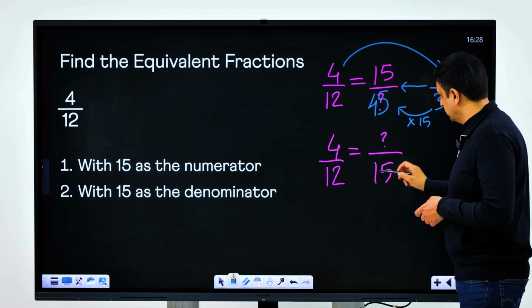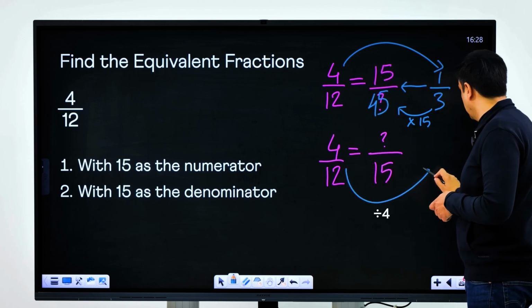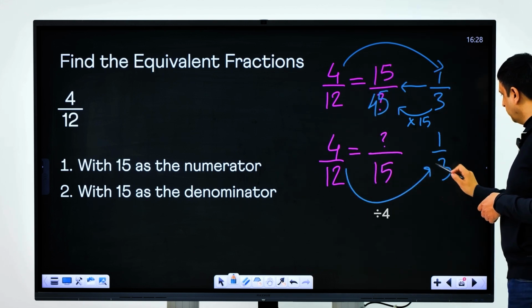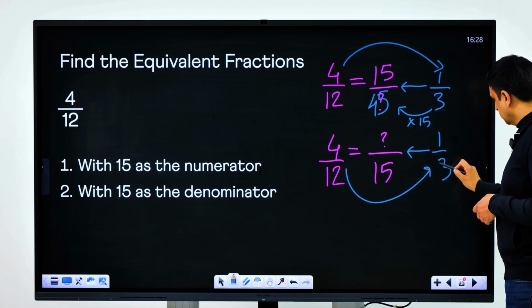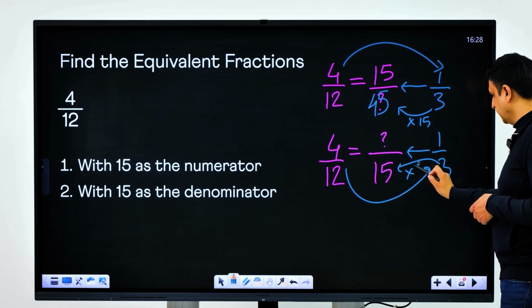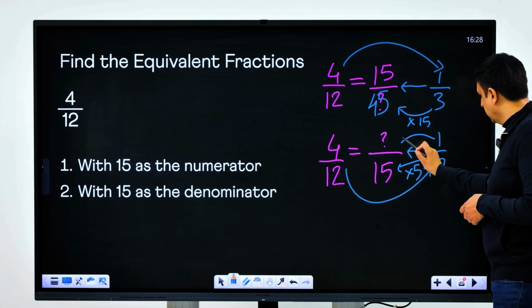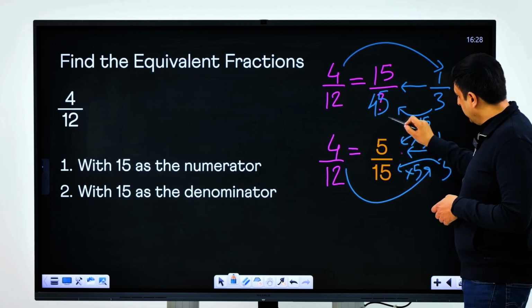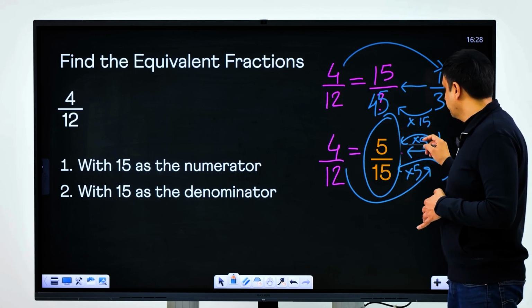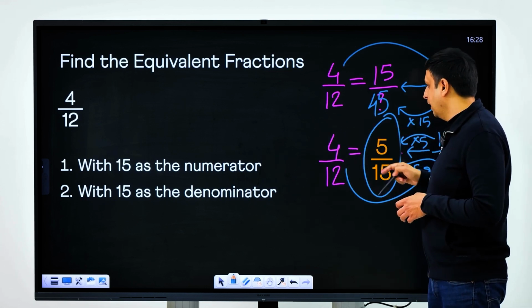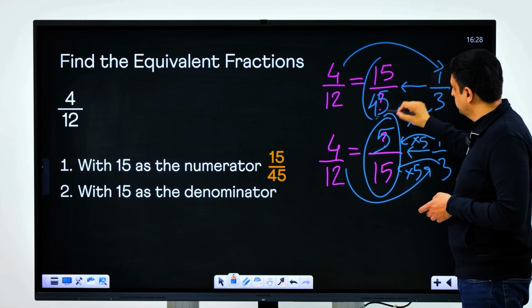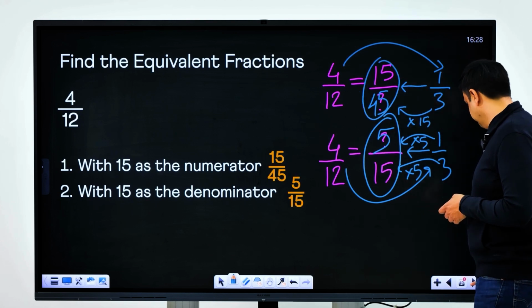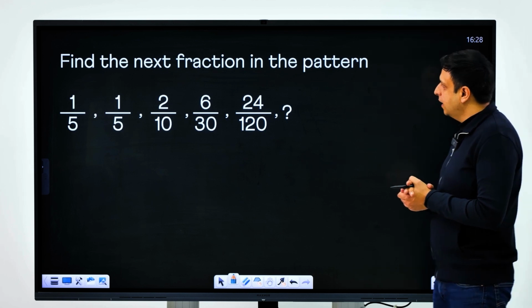What about this one? So again, 4 over 12, the lowest form is 1 over 3, and from 1 over 3 we'll go to this fraction with 15 as the denominator. So 3 times 5 is 15. I'll need to do the same with the numerator. I'll multiply it by 5 and that gives me 5 over here. So 5 over 15 is the equivalent fraction for 4 over 12 for our second question. So that's the answer: 15 over 45 for the first part, 5 over 15 for the second part. Alright, now here's our last question.